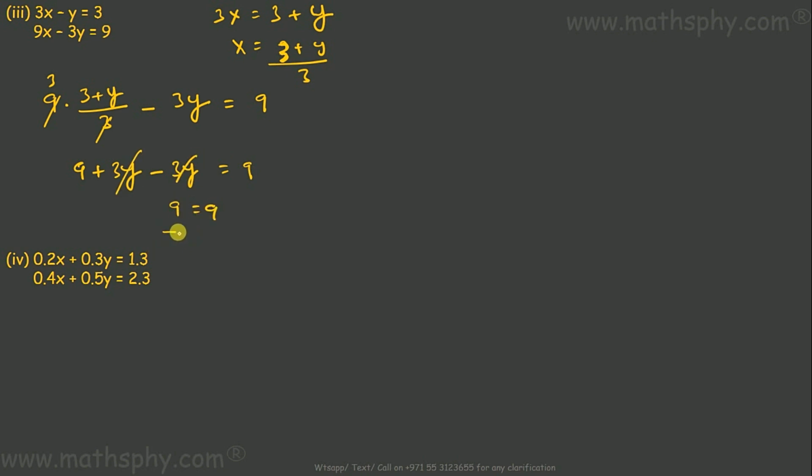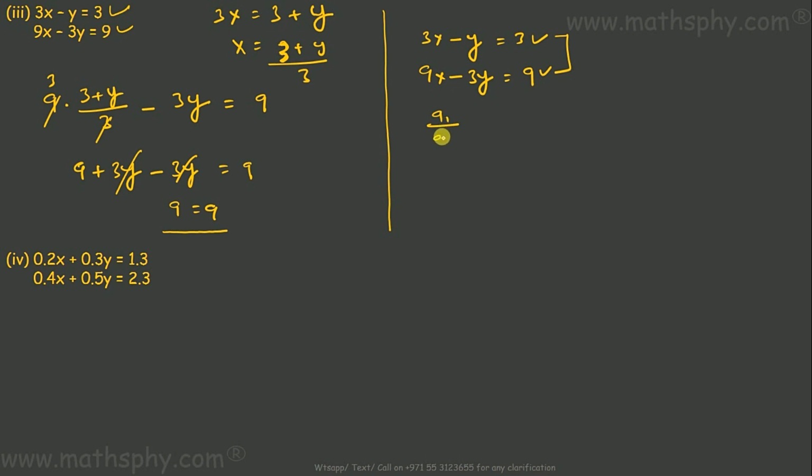Now this situation has come because this pair of linear equations will give us coincident lines. If you look closely at this equation and this equation, 3x minus y is equal to 3. If you multiply this equation by 3, it will give you 9x minus 3y equals 9. It means this equation and this equation both are the same. When they are the same, a1 over a2 will be equal to b1 over b2 will be equal to c1 over c2. This will give us a coincident line.